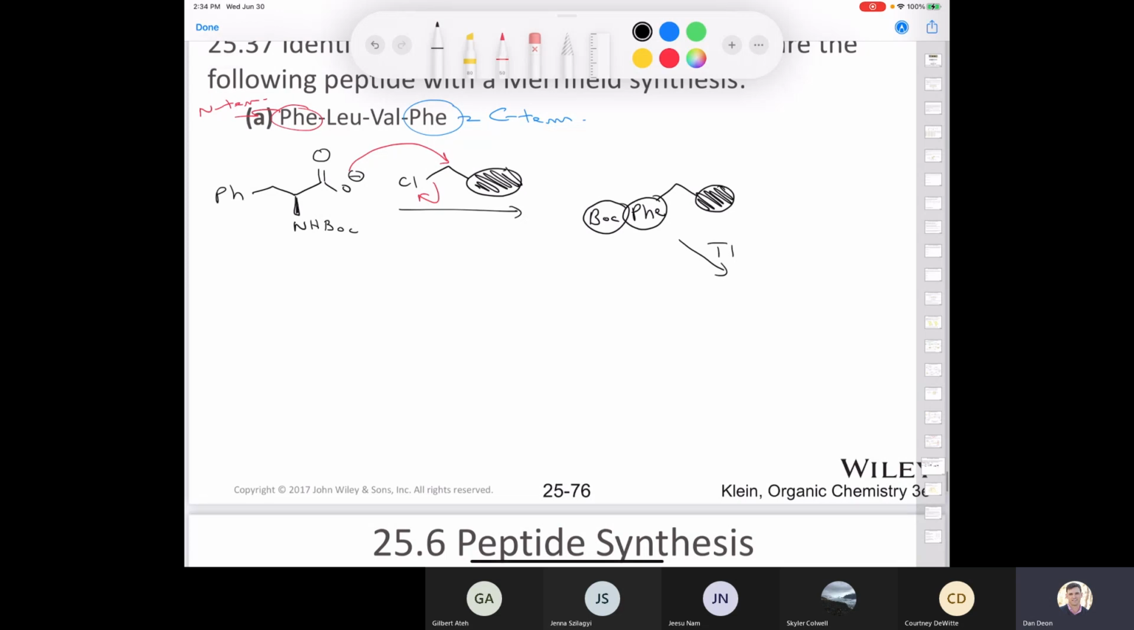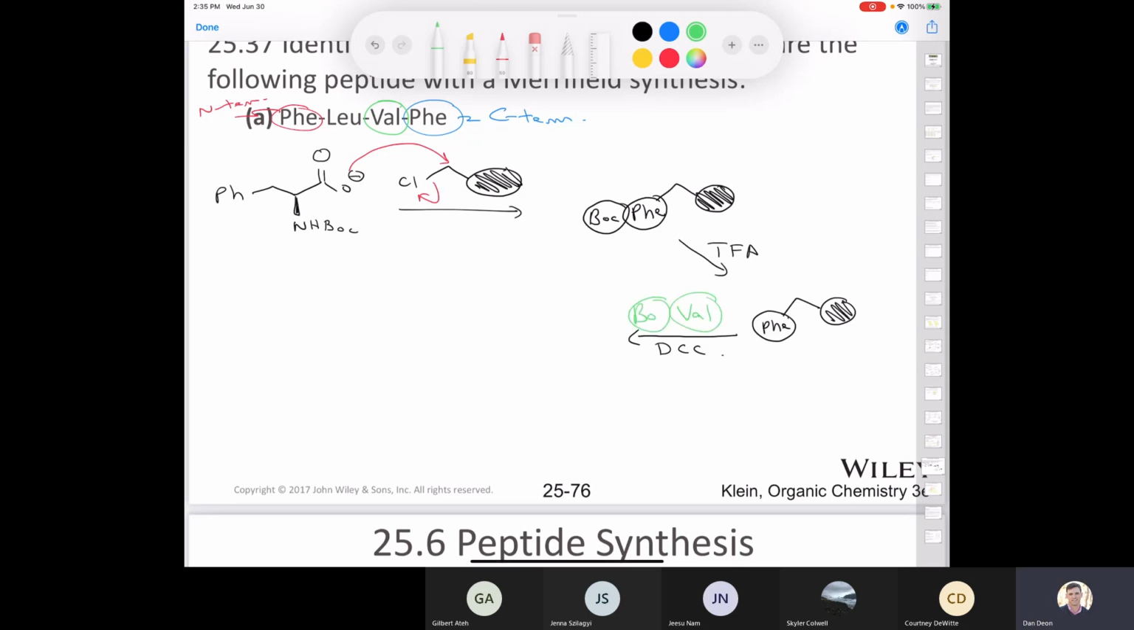So you treat it with TFA. And now you've got the polymer, methylene, your phenylalanine. And I mean, you could write the NH2 if you want, if that helps you understand what is going on, but I think it's okay the way it is. So next we're going to attach the next residue, which is the valine, right? So next we're going to react this with DCC, and we're going to react it with valine.